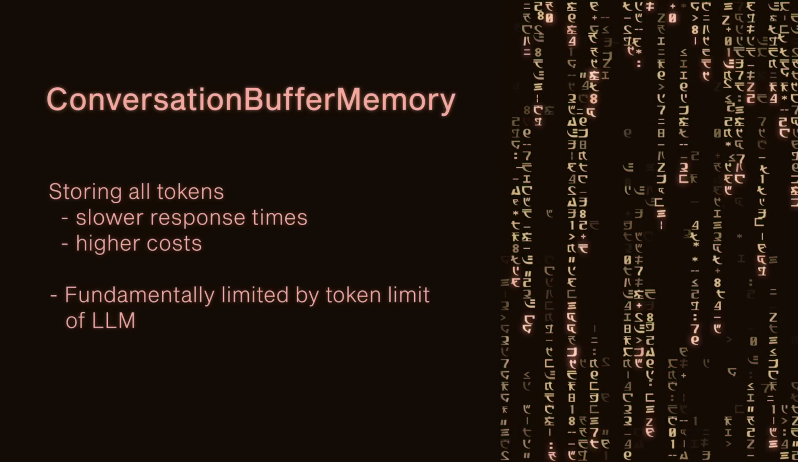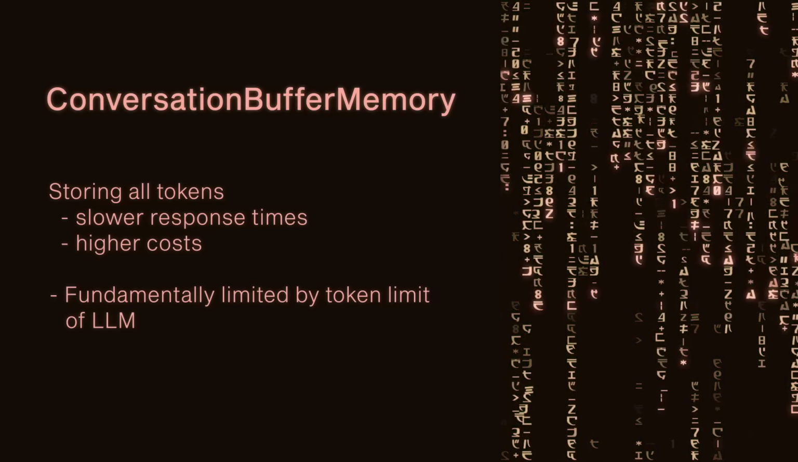So right now, the Davinci 003 model and the GPT 3.5 Turbo model both have a max token limit of, I think it's 4,096 tokens. That's pretty big, but a conversation might go on for longer than this. So as soon as we hit that limit with this type of memory, we're actually just going to hit an error, and that's it. Like we can't continue the conversation. So that's a pretty big downside.